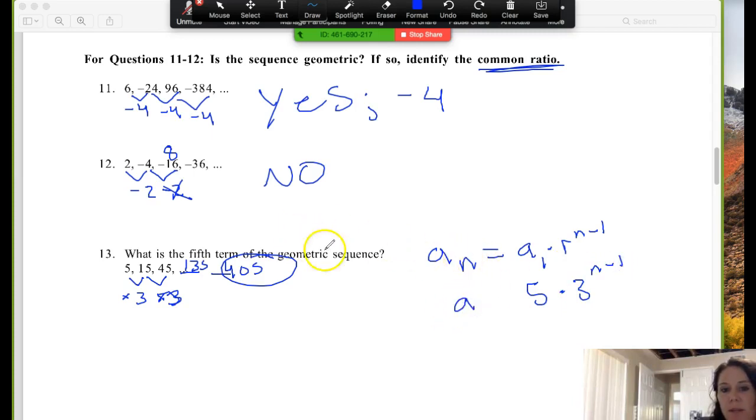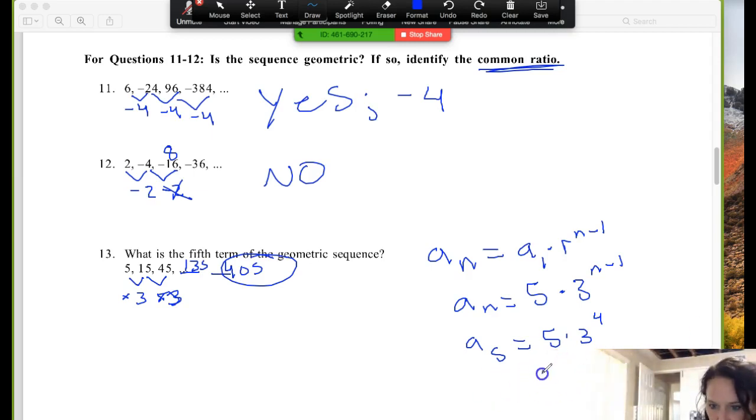So if I wanted any term here, I would say I want the fifth term. So I would go A5 is 5 times 3 to the 5 minus 1 power, which is 4. Well, 3 to the 4th power is 81, and then multiply that by 5, and you're going to get 405. So it's not necessary to do this because they only asked you the fifth term. If they ask you for the 100th term, you definitely do that.